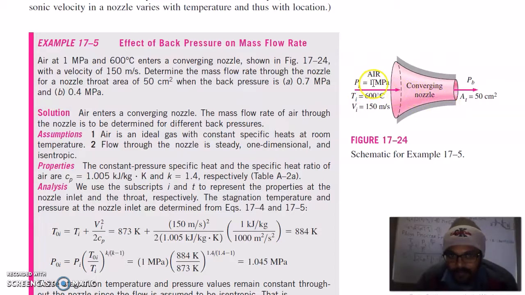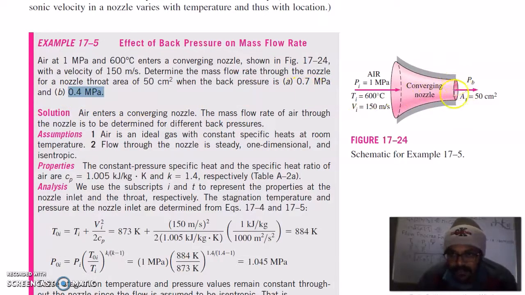Air at 1 megapascal and 600 degrees Celsius with a velocity of 150 meter per second is flowing. The nozzle throat area is given as 50 centimeter square. We have to find the mass flow rate through the nozzle when the back pressure is 0.7 megapascal, and in the second case the back pressure is 0.4 megapascal.